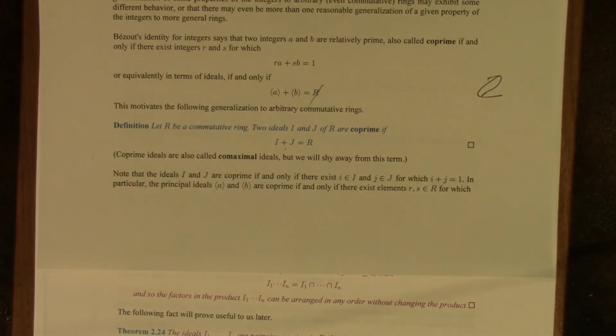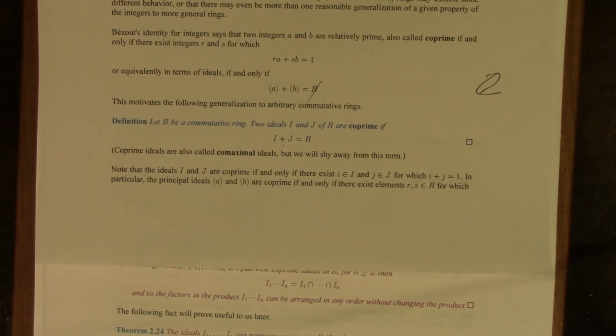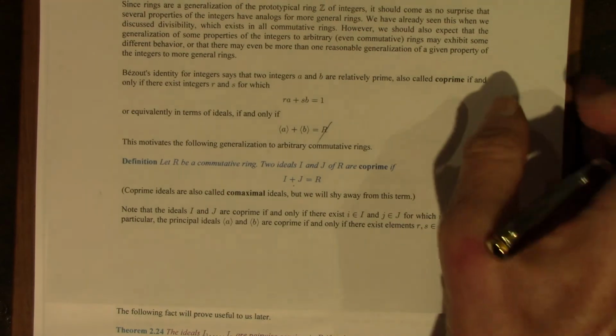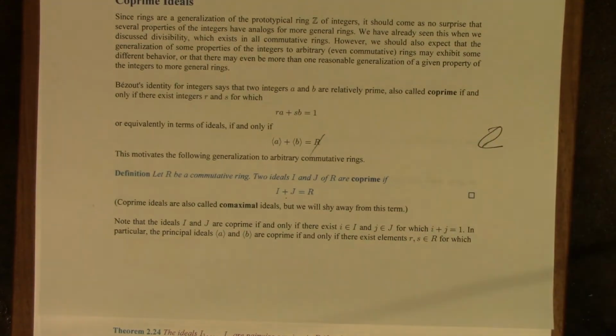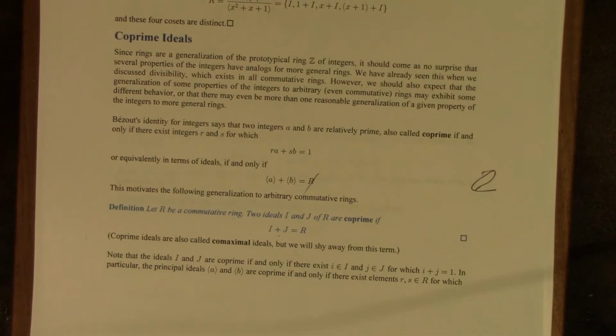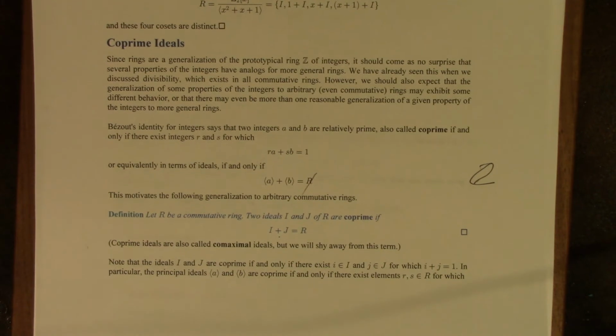Coprime ideals are also called co-maximal, but I'm going to shy away from that term. There's no point really in having two different terms for the same concept, at least not within the same book. It just adds to confusion. So we'll use the term coprime. Just be aware that other authors may use the term co-maximal.